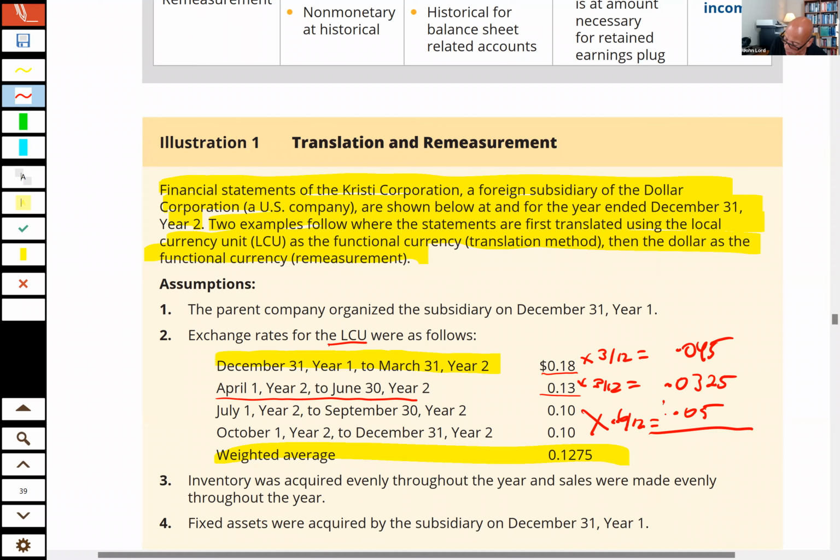Guys, when you add all that together, that's how they got this 0.1275. Maybe you knew that already, but I just hate when there's all of a sudden a number thrown out there and they're not showing us how they got it.